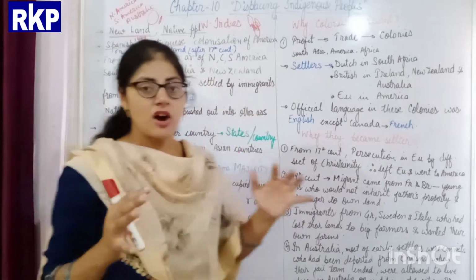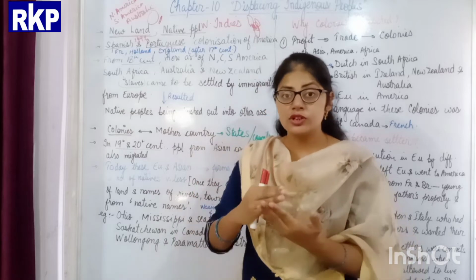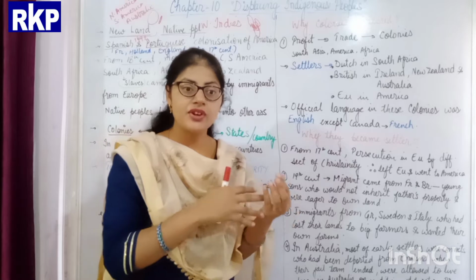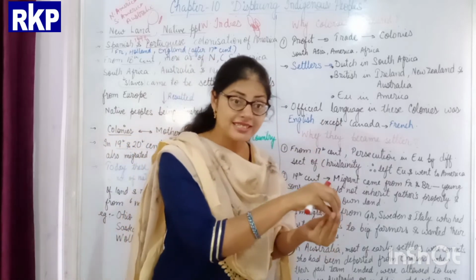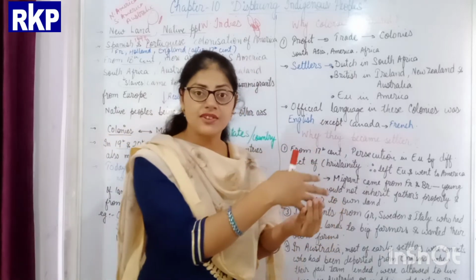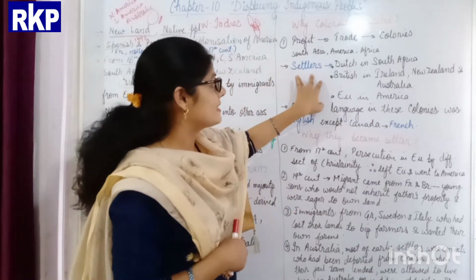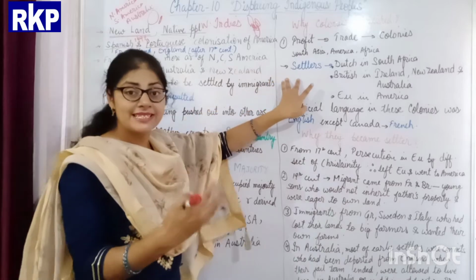So beta, till now, I told you about the new lands discovered, why they were discovered, why they were interested, and after discovering, why they made them their colonies. Okay. Now beta, come to settlers. Who were said to be the settlers?